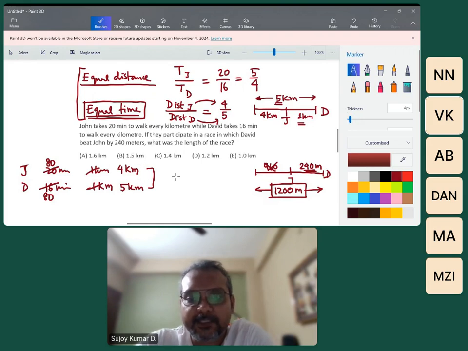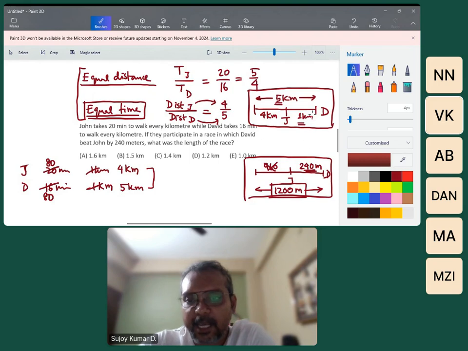Now, once 4 and 5 is there, now we come to this diagram. This is what the diagram means for 4 and 5. From there, we conclude this: if the gap were 1 instead of 240, then it would be 5 times as large.